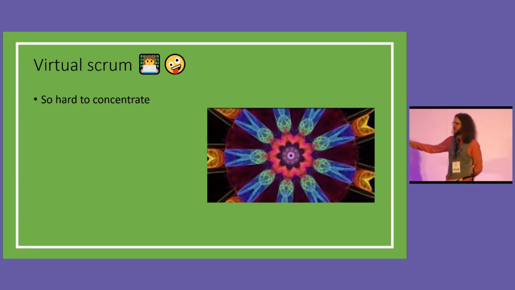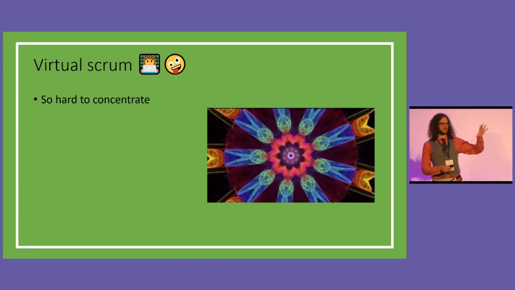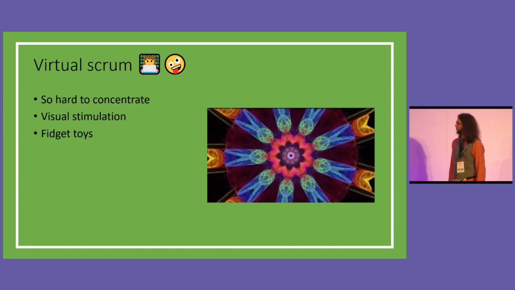So this is a still from a series of videos that I would play during Virtual Scrum and have my meeting on one screen and this animated kaleidoscope color thing on the other screen. The visual hypnotism was able to allow me to actually pay attention to the meeting a lot better. Fidget toys, anything. It doesn't have to be a branded fidget toy or whatever. Just something to play with your hands.